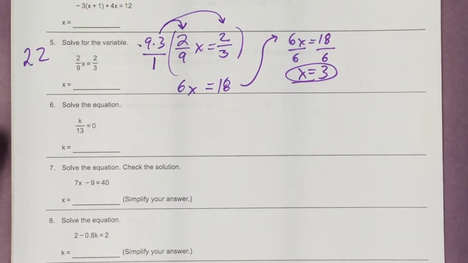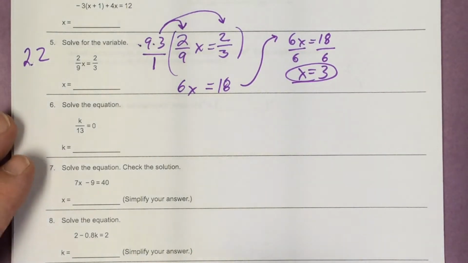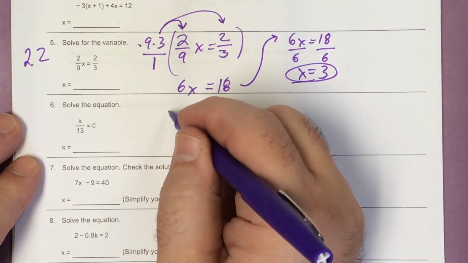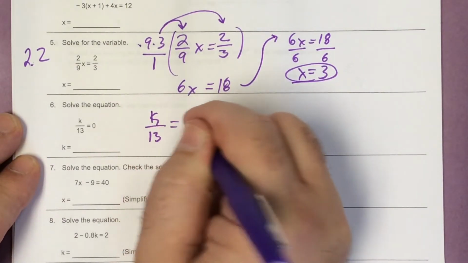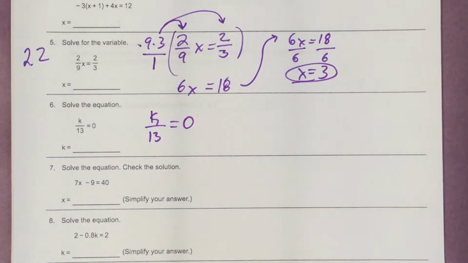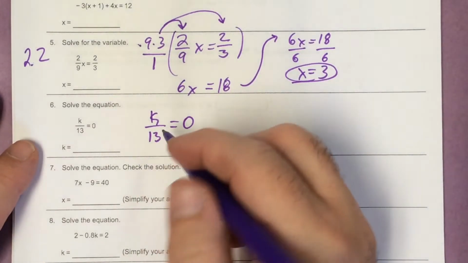Let's go ahead and take a look at how that applies to question 6 now. So let me write out question 6. This is going to be k divided by 13 equals 0. Now, some people out there may recognize that if I just let k be equal to 0, 0 divided by 13 will equal 0. Again, I'm not focusing on that particular part of it. I simply want to work on getting rid of the fractions in the equation.